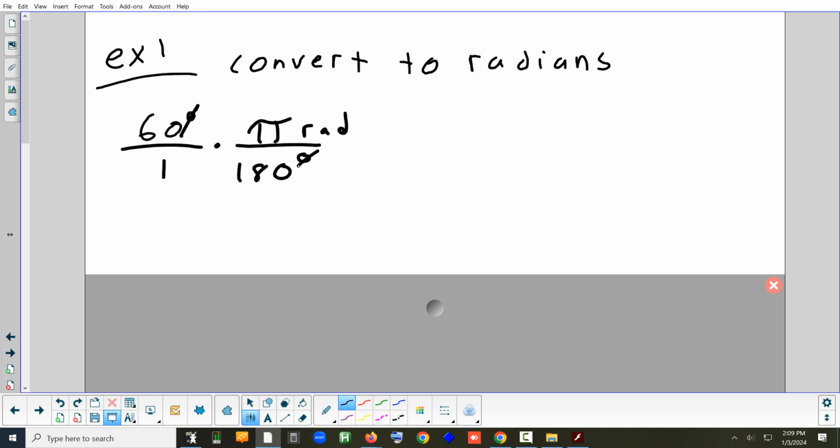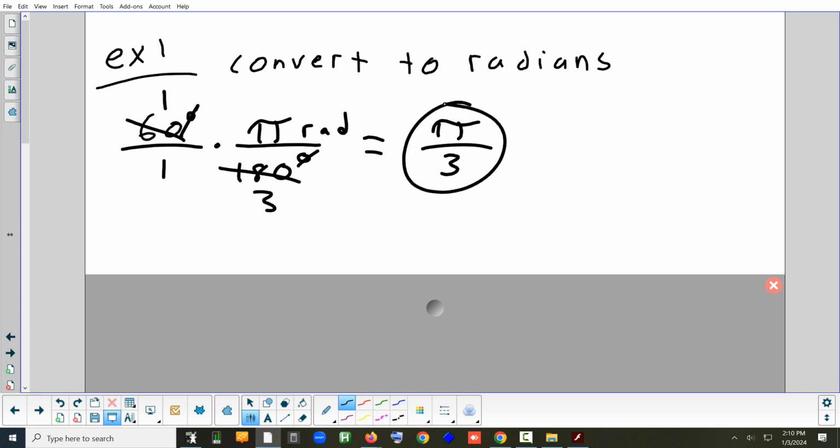And 60 and 180, that reduces. What number goes into both? 60. Yeah, 60. There's lots, 2, 3, 5. Preferably the biggest one. So 60 goes in once. And how many times does 60 go into 180? 3. So what you're left with is 1 times pi divided by 1 times 3. And that's how you write the final answer.